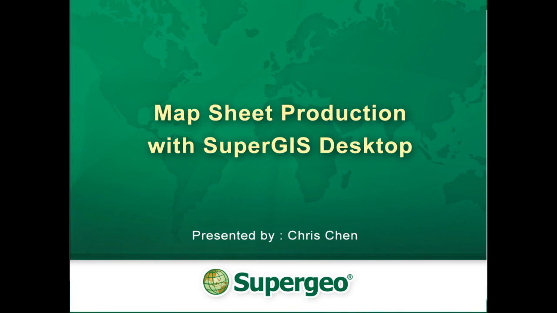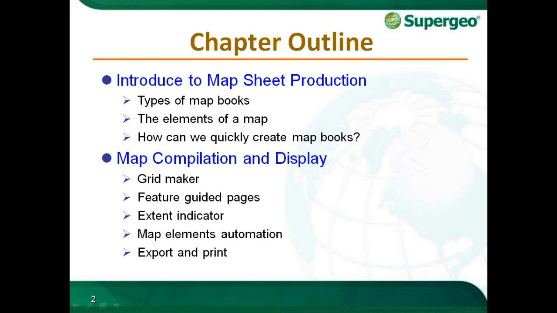And that is the chapter outline. There are two parts in this section. In the first part, I will introduce what map sheet production is and briefly talk about the common elements of a map, and further think about how we can quickly create a map book. In the second part, I will teach you step by step how to use the feature guide patch tool and other powerful tools that help you quickly design the map book. So let's start today's topic.